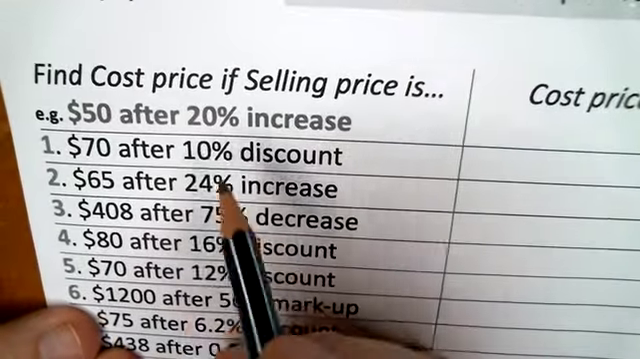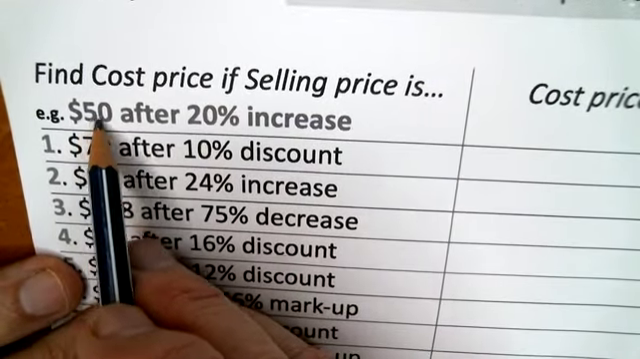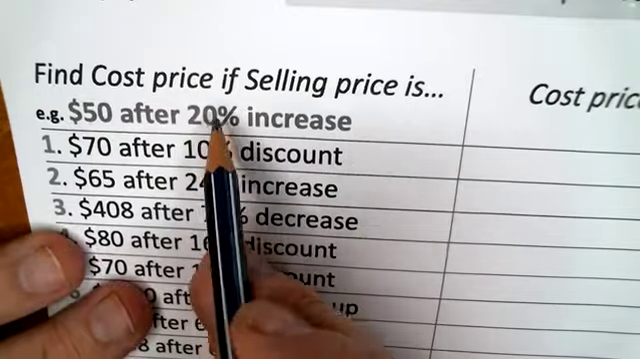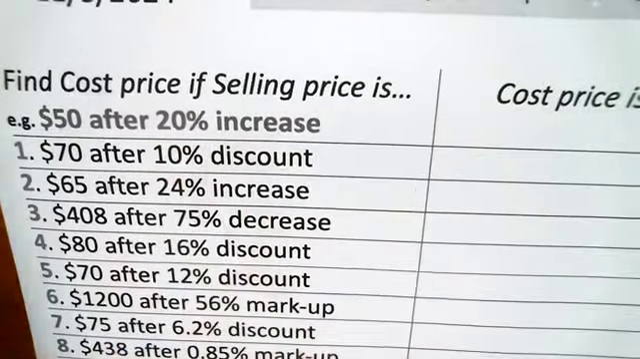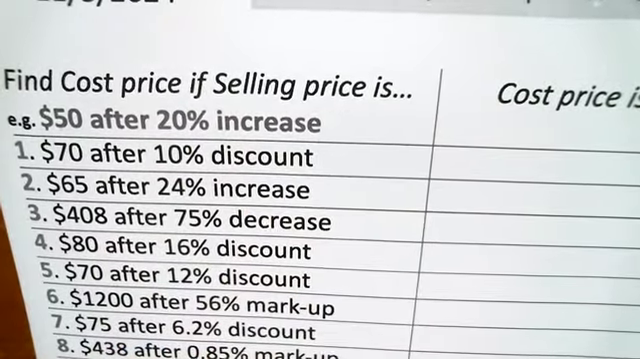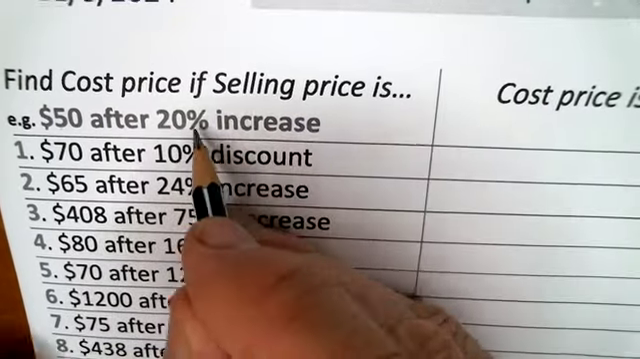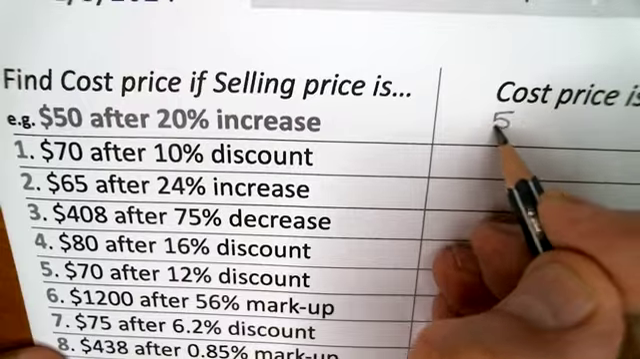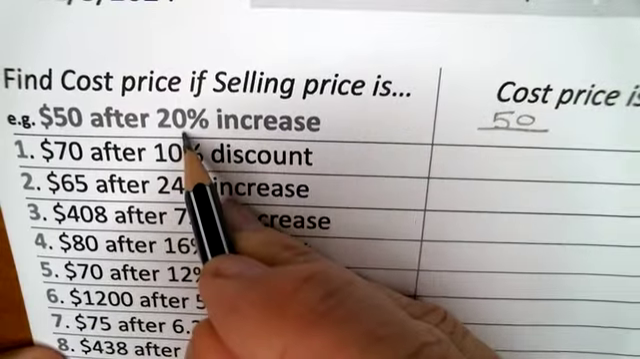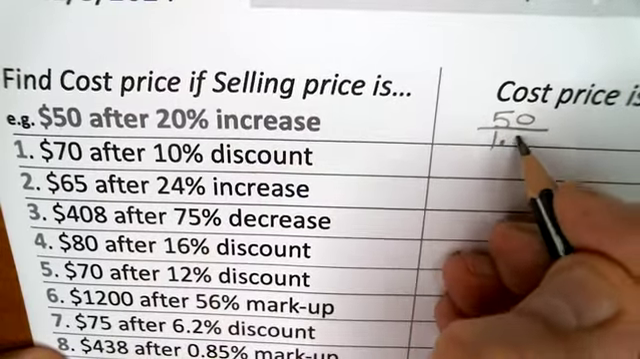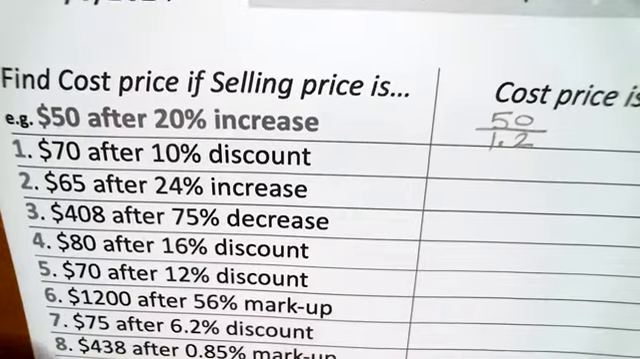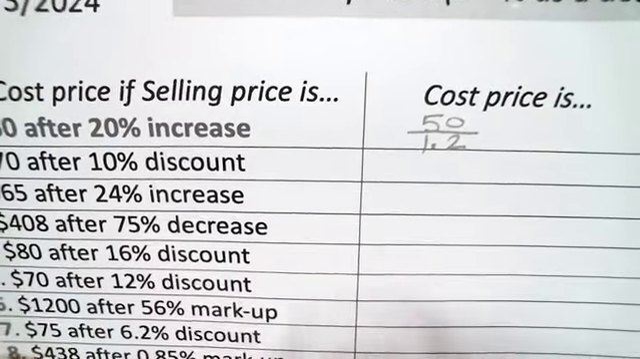So I've got a selling price. The selling price is $50 after a 20% increase. So it's $50 divided by 1.2. I'm not going to do the calculation here; you can do the calculation.